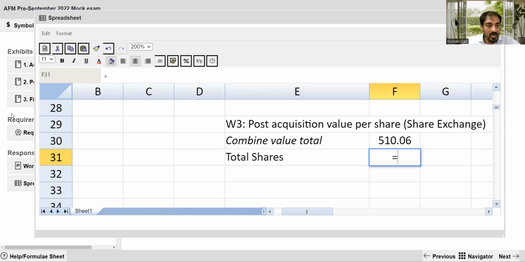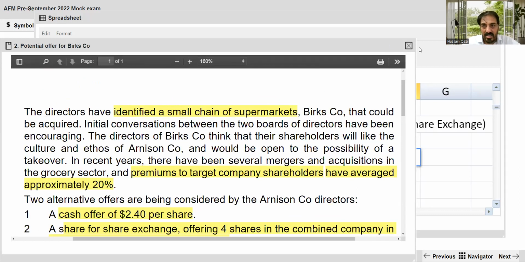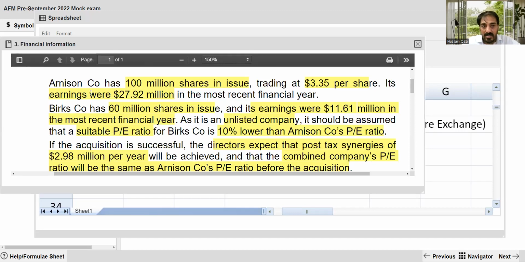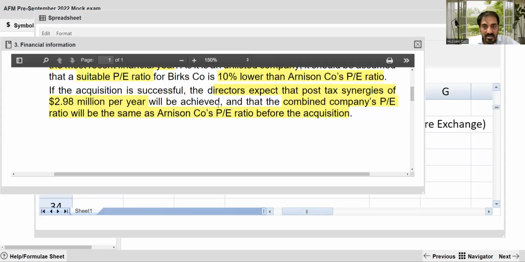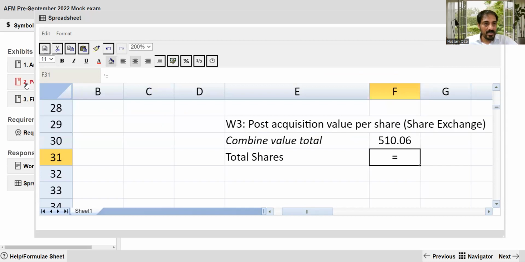Number 2, post acquisition total shares. If Aronson acquires the BRICS, Aronson's current number of shares is 100. So what will be the total shares? 100 plus what they will offer for 60 million. For 60 million, they are offering 4 shares against 5. So the calculation is 100 plus 60 multiplied by 4 divided by 5, which is equal to 148.